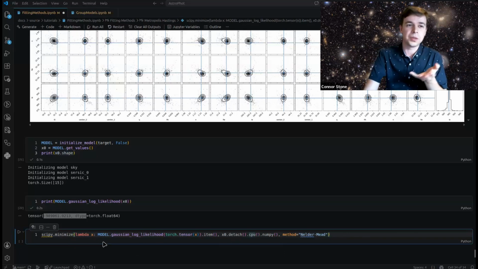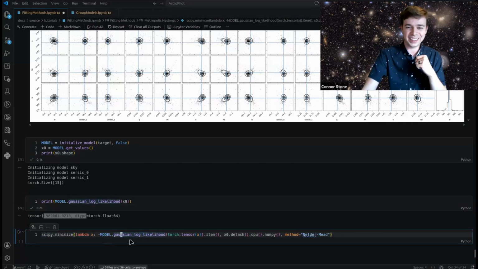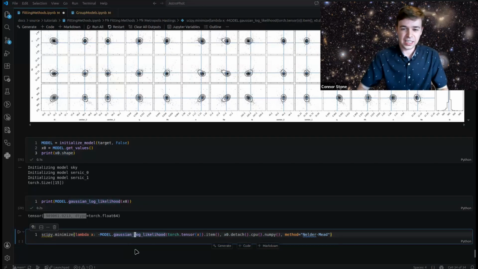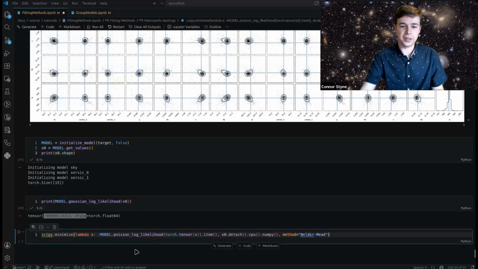And if you were going to run some sort of MCMC sampling algorithm, the setup would be very similar. You just need to call your log likelihood function. Oh, you'd probably want to negative it, because you do want to maximize your likelihood, not minimize your likelihood. So make sure to put that negative in there. If you want to do a Poisson log likelihood instead, Poisson log likelihood. Okay, that's all that would take.